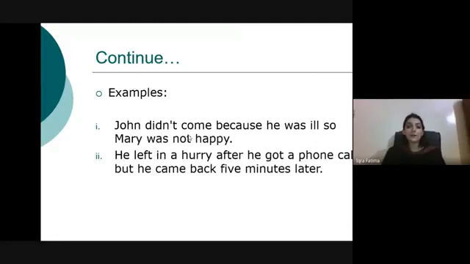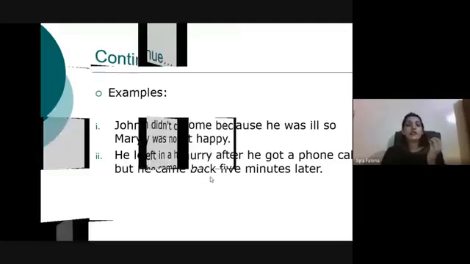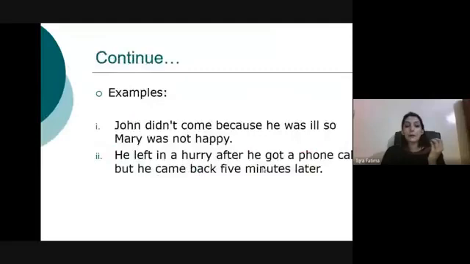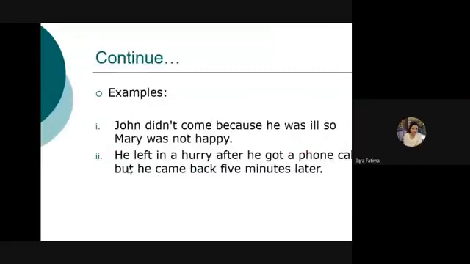John did not come, independent clause. Because he was ill, dependent clause. So, coordinating conjunction. Mary was not happy, independent clause. This sentence carries two independent and one dependent clause. Now read the second example. He left in a hurry after he got a phone call, but he came back 5 minutes late. He left in a hurry, independent clause. After he got a phone call, subordinating conjunction, dependent clause. But, coordinating conjunction; independent clause. Again, two independent and one dependent clause.